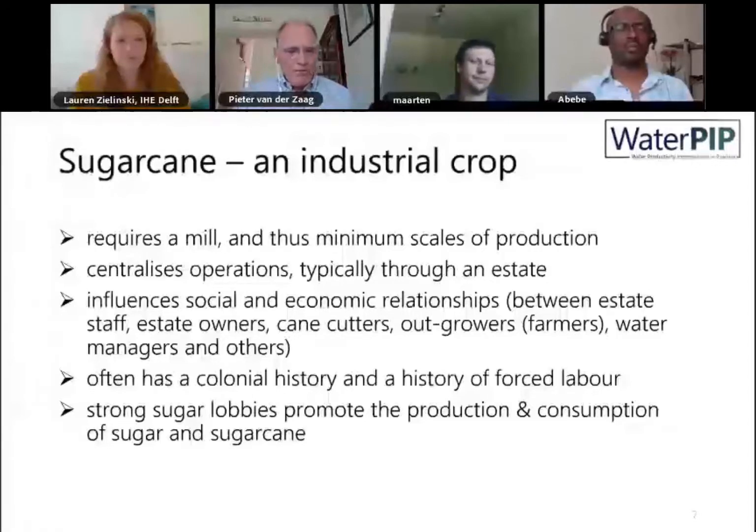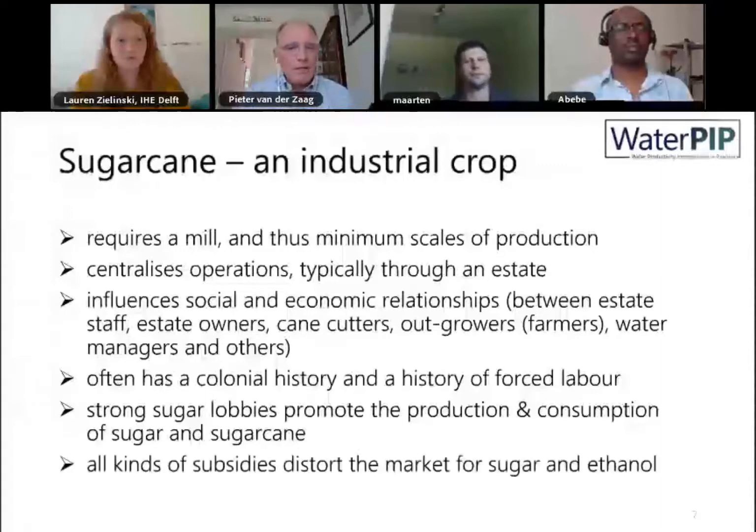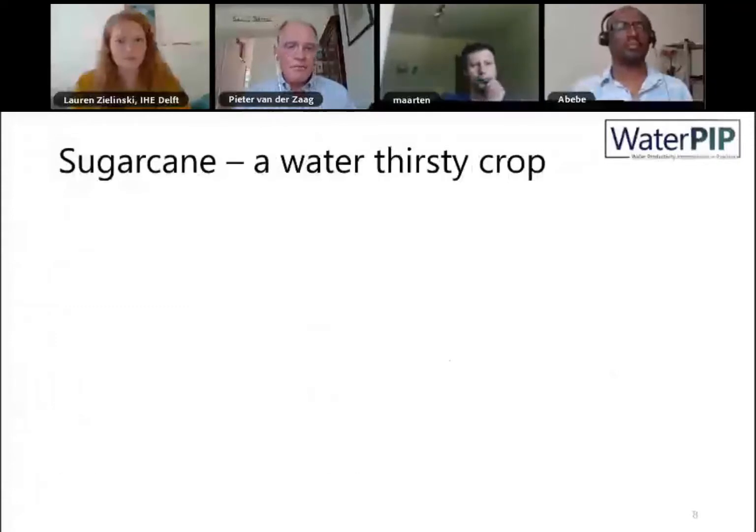At this moment, we have 5 deaths per day in Holland from the COVID pandemic, and we have more than 100 related to heart diseases and things related to obesity. And further, there are all kinds of subsidies that distort the market for sugar and ethanol, which complicates matters. So this is just a bit of a background.